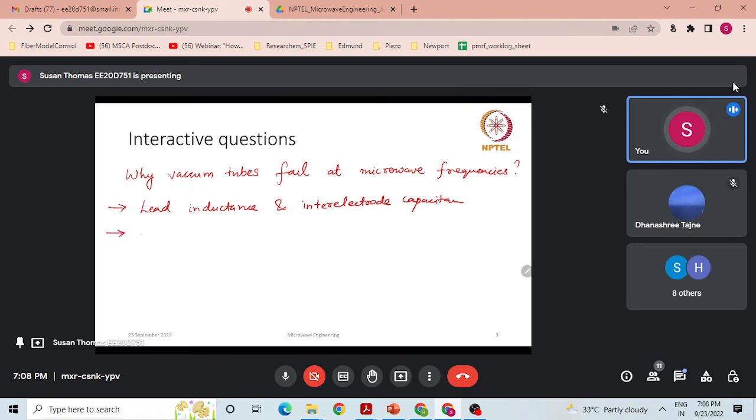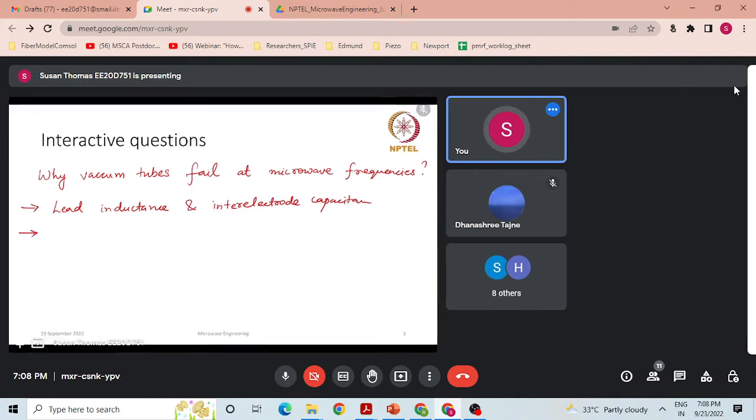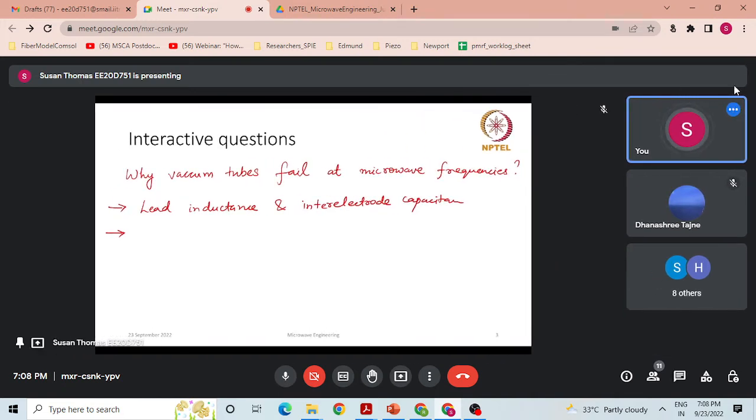Okay, let's look at another reason. Is there anything related to the transit time effect? I hope you remember what transit time is. That is the time taken by the electrons to travel from the cathode to the grid. I can denote it like tau, or tau g, depending on the textbook you refer to.